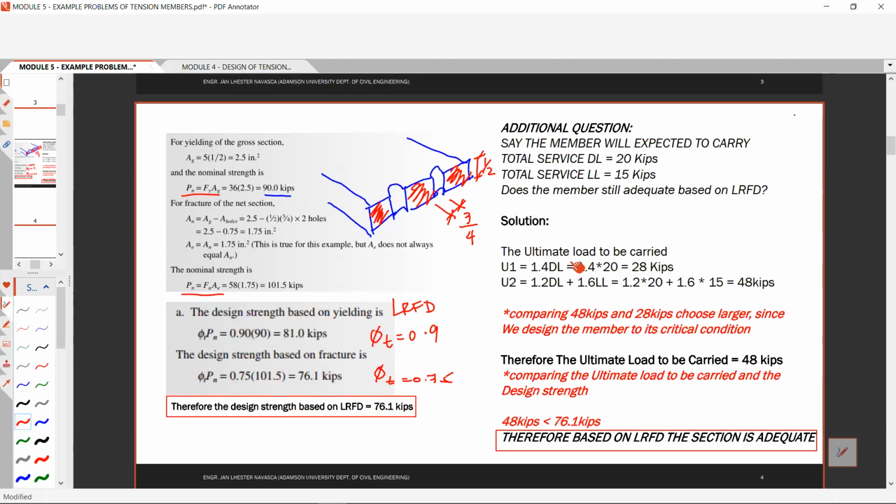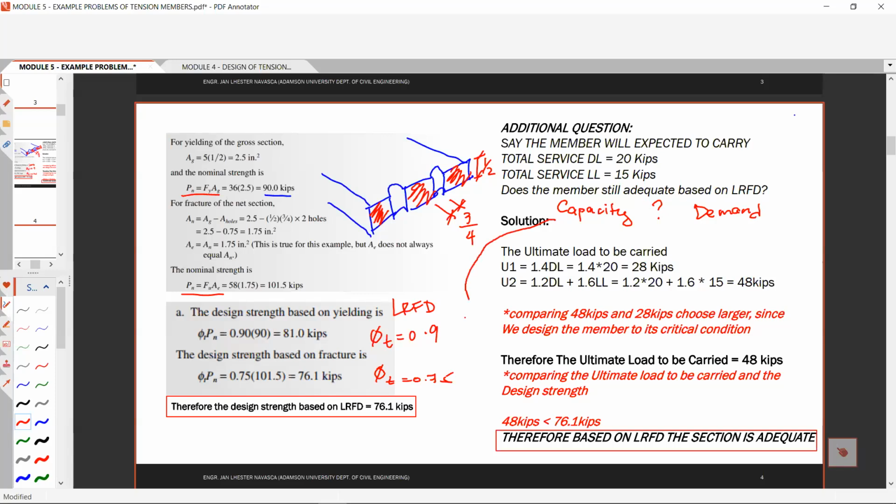So an additional question: let's say the member is expected to carry a total service dead load of 20 kips and a total service live load of 15 kips. The question is, is the member still adequate based on LRFD? So the solution: since you have your design capacity, in order for us to determine if it is adequate or not, we just need to check the demand.